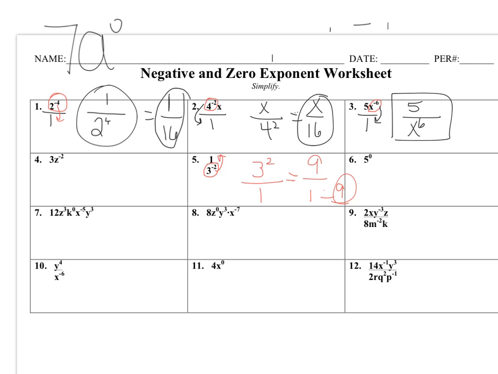Let's look at number 6. This is my favorite type of problem because whenever anything is to the 0 power, it always equals 1. So, done. Awesome. Let's look at number 7.